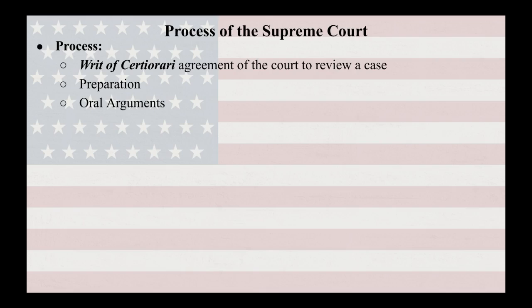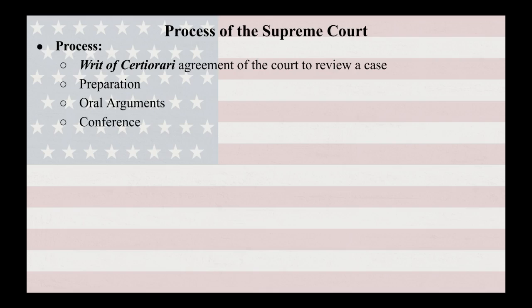After preparation is done, oral arguments will be held. Attorneys on both sides will appear before the court to present their positions and answer questions. Each side only gets half an hour to make their case and to field questions from justices. So it's going to be very succinct. Your briefs that you've submitted may be very, very long, but your oral arguments are half an hour, and that includes questions from the Supreme Court justices.